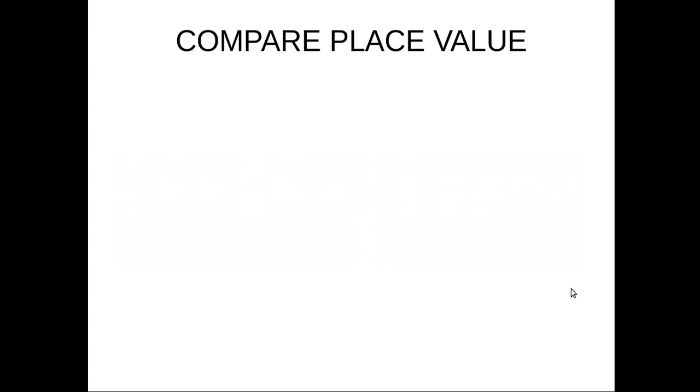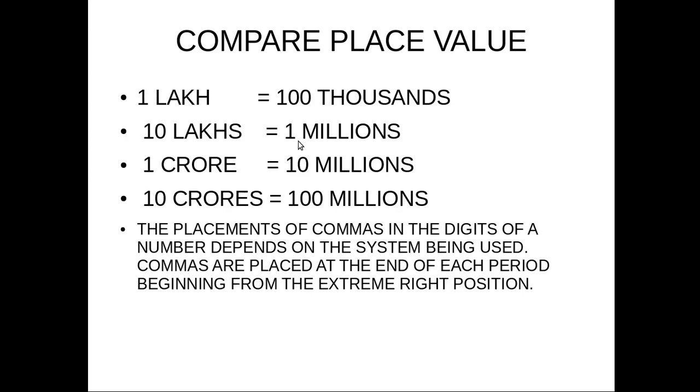Now compare place value. See 1 lakh equals 100,000, 10 lakh equals 1 million, 1 crore equals 10 million, 10 crore equals 100 million. So the placement of commas in the digits of a number depends on the system being used. Commas are placed at the end of each period beginning from the extreme right position.